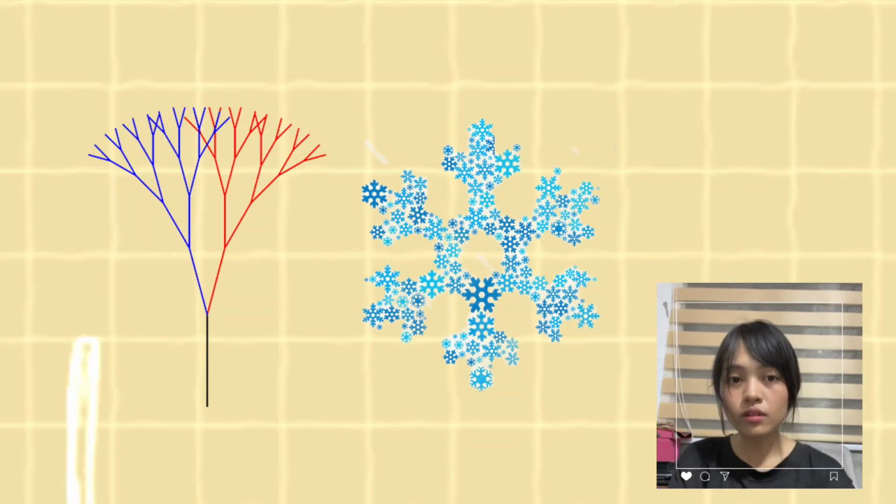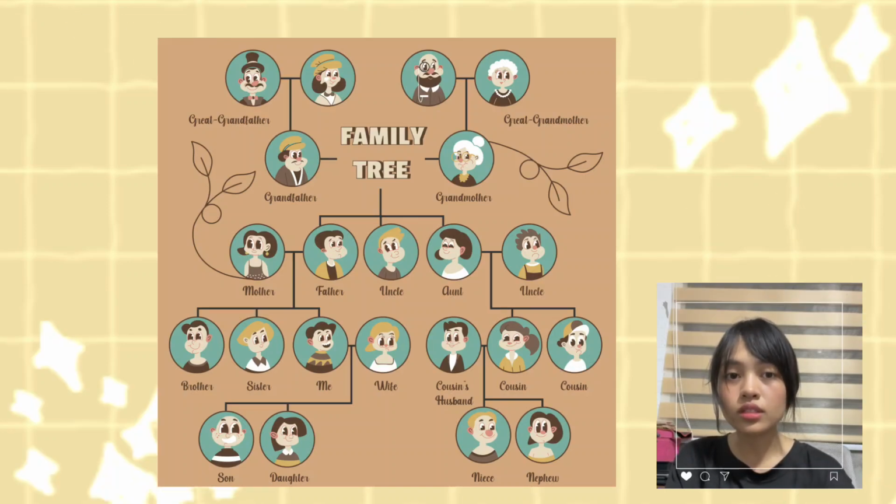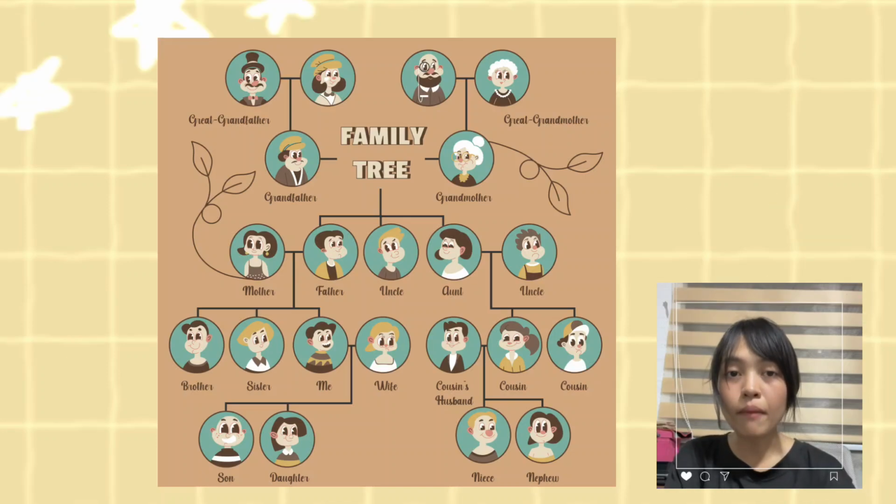So another real-life example is family trees. Each person has parents, and those parents have their own parents. A recursive program can trace a person's ancestors by calling itself for each parent until there are no more records.